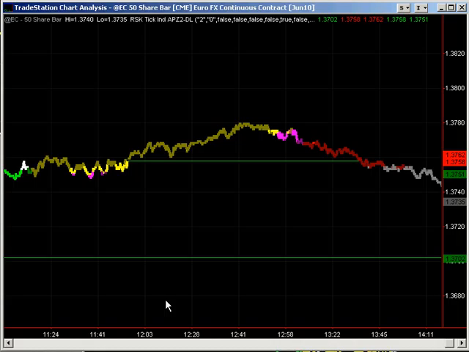But let's first of all take a look at this chart. By the way, all times on the chart are Central Standard Time. This is a 50 share bar chart. Now you can run this on a tick bar. It really won't make any difference in terms of the group reversals, but we use the share bar approach for the purpose of tracking gaps. Let's first of all talk about these gaps.